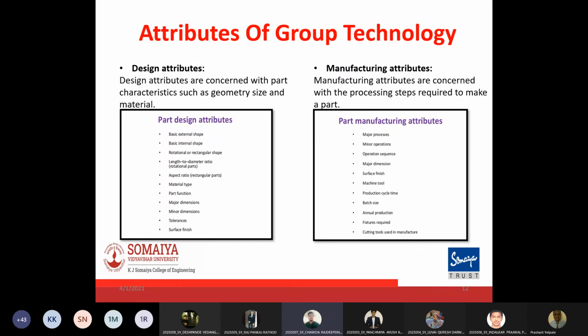Like that, parts can be clubbed based on their length to diameter ratio and their material type. Parts made of the same material are clubbed into one group. Likewise, on the basis of dimensions, tolerance, and surface finish, we can make part families. Now the manufacturing attributes. In manufacturing attributes, parts are clubbed according to their manufacturing features, for example operation and operation sequence. If each part requires turning, those parts are clubbed into one group. Like that, batch size, annual production, and fixtures required are all manufacturing attributes.